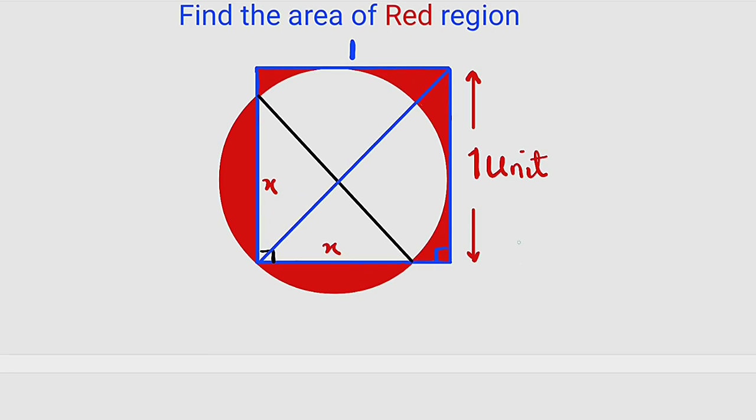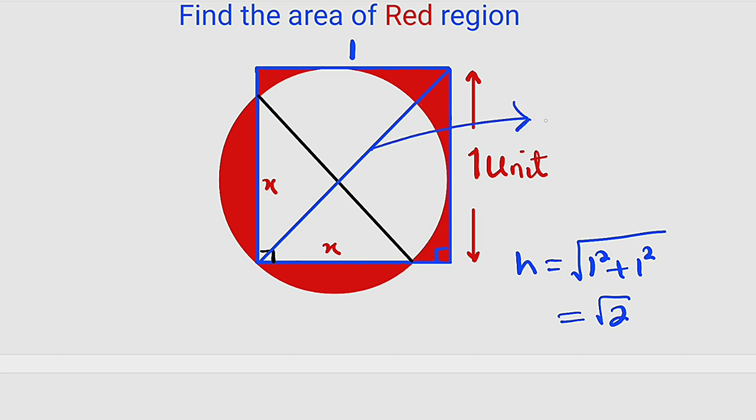And how can we find it? The hypotenuse will be equal to the square root of what? 1 squared plus 1 squared. That is because this is 1, this is also 1, right? So this will be the square root of 2. Therefore, this diagonal is equivalent to the square root of 2. But I know that we can find it in terms of the radius.